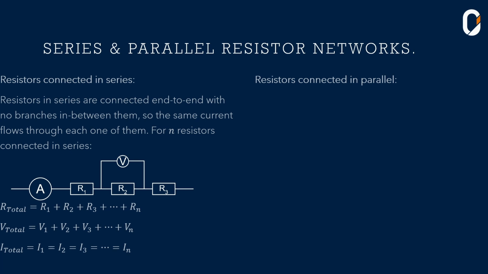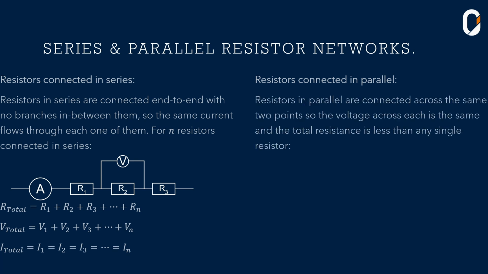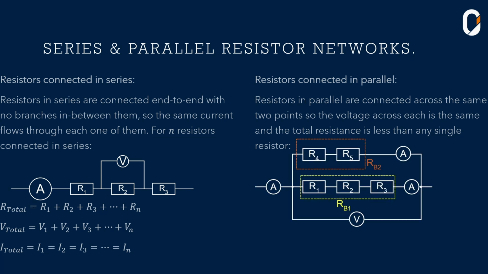Now let's move on to resistors connected in parallel. Resistors in parallel are connected across the same 2 points so that the voltage across each is the same and the total resistance is less than any single resistor. And here is a diagram illustrating resistors connected in parallel.